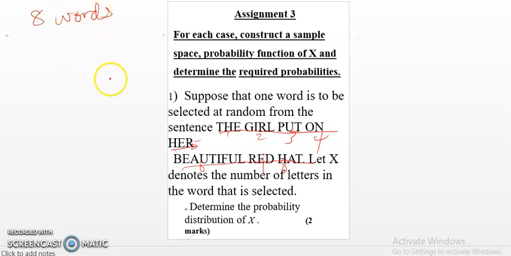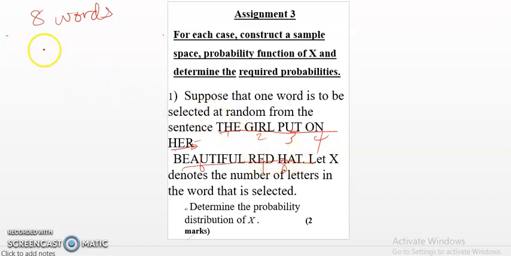We also need to pay attention to how many letters are in each word. How many letters are in each word? We have the, it has got only 3 letters. Girl has got only 4 letters, that's 1, 2, 3, 4. Put has got only 3. On has got only 2. Her has got only 3 letters. Beautiful has got 9 letters. Red has got 3, and hat has got 3.